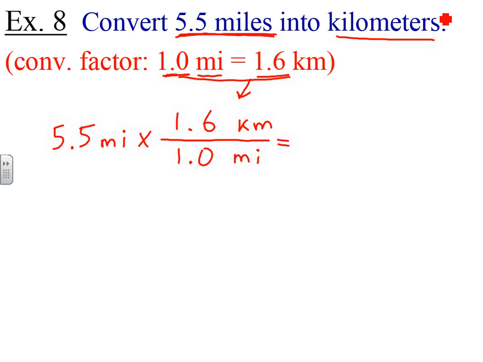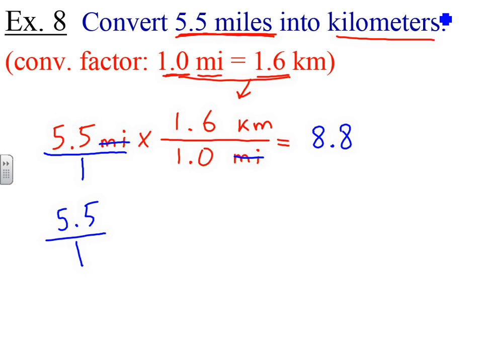And if you've got it set up right, then your miles should cancel out on top and on the bottom. The reason why this cancels out, remember, is that a number like 5.5 can be thought of as 5.5 over 1. So really this 5.5 is actually on top. Numbers on top cancel out with numbers on the bottom. That's why that works. If you plug this into your calculator, what you would have to do is 5.5 multiplied by 1.6 divided by 1.0, which turns out to be 5.5 times 1.6. If you do this in your calculator, your answer should be 8.8.